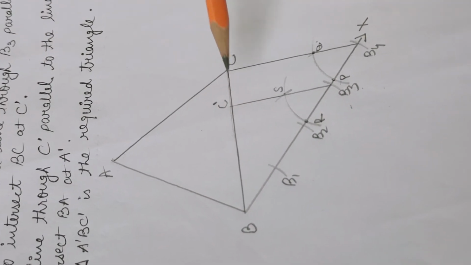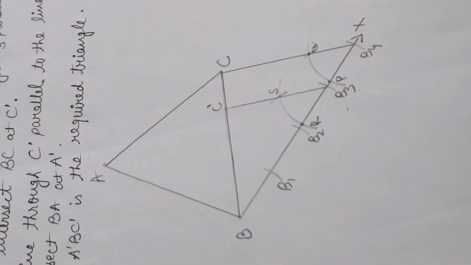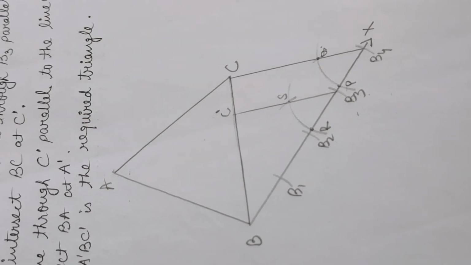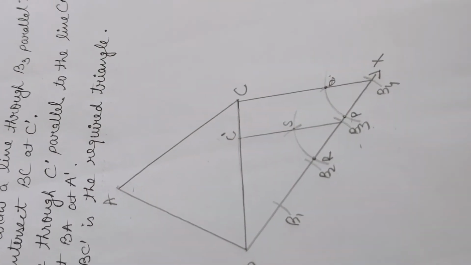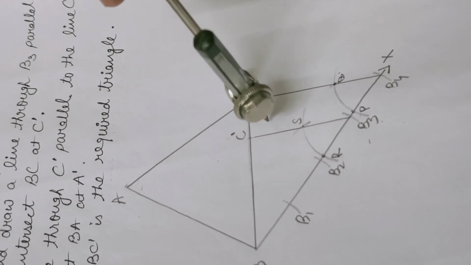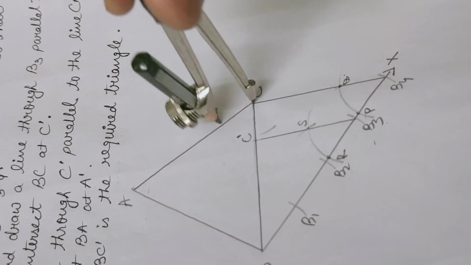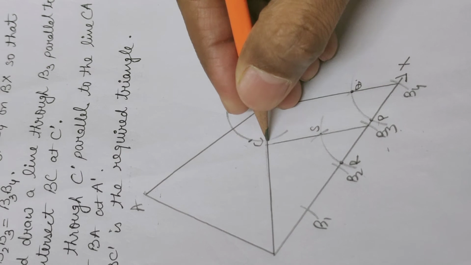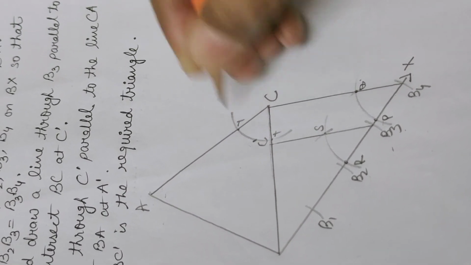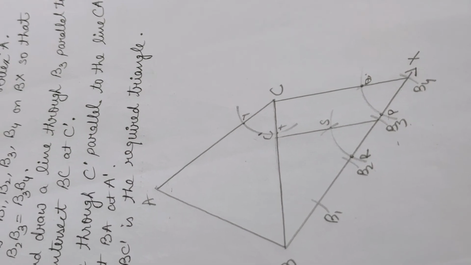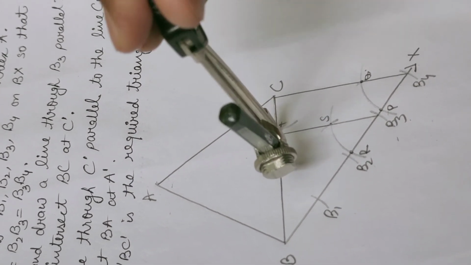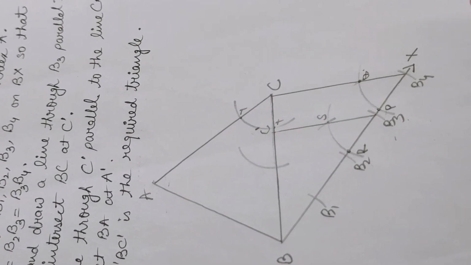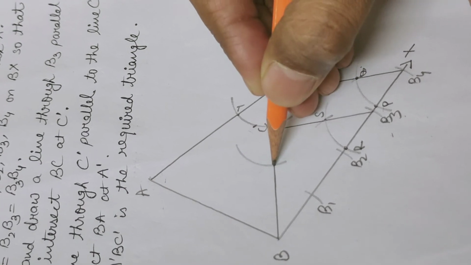Through C dash, we'll draw a line parallel to the line CA intersecting BA at point A dash. Again we have to draw a parallel line, so the same method we will do. From C, with any radius, we cut an arc intersecting BC and CA at two different points. Name them X and Y. With the same radius, from C dash, we'll cut an arc on BC at a point and name that point as Z.